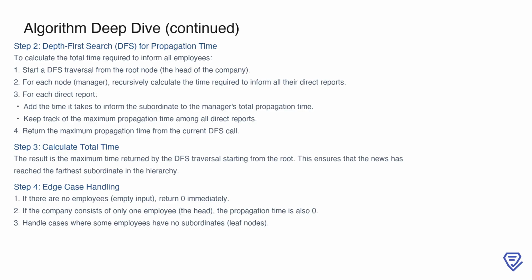Finally, the result of this DFS traversal from the root is the maximum time needed to inform all employees. It's also important to handle edge cases, such as when there are no employees, where the output should be 0, or when there's only one employee, where no time is needed. Additionally, leaf nodes, which are employees without subordinates, require no further propagation time.